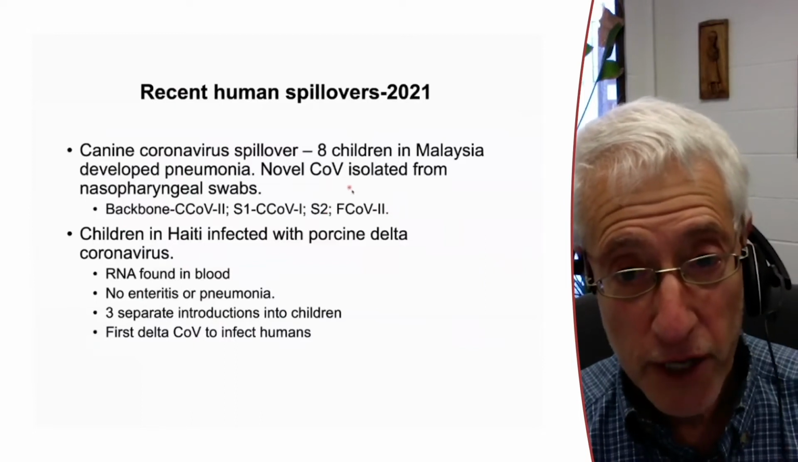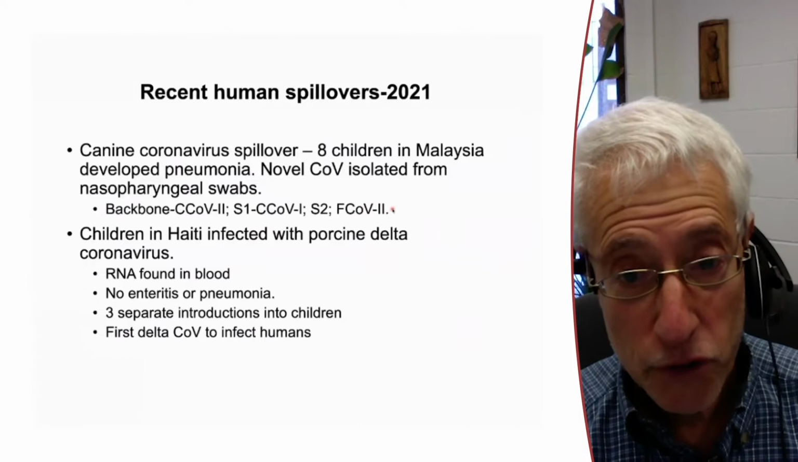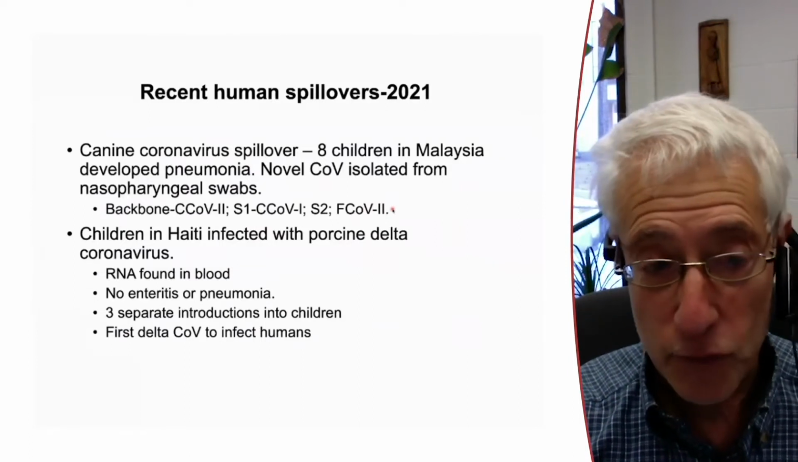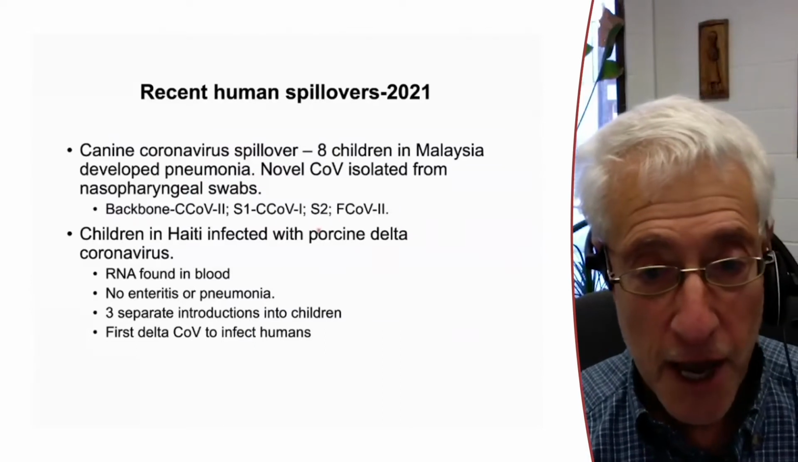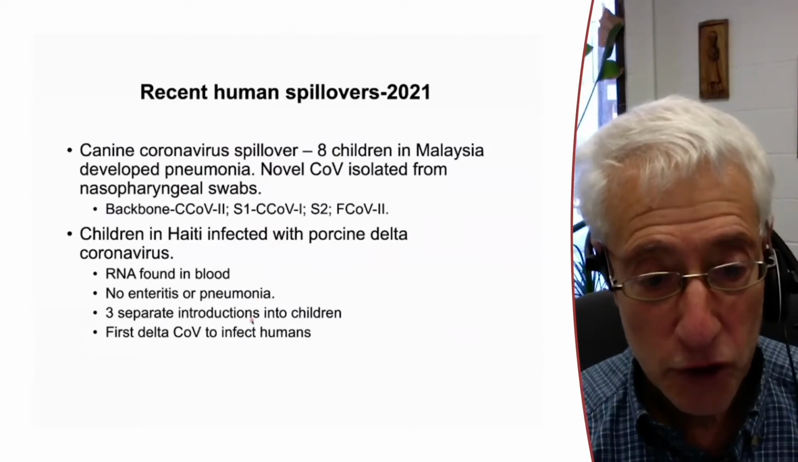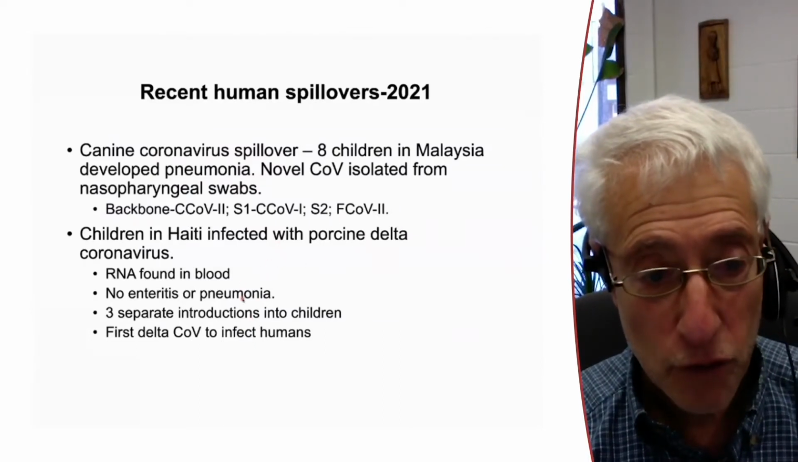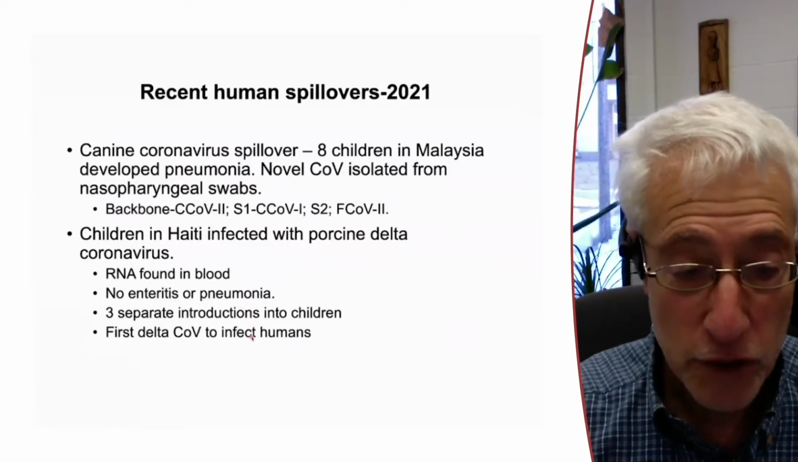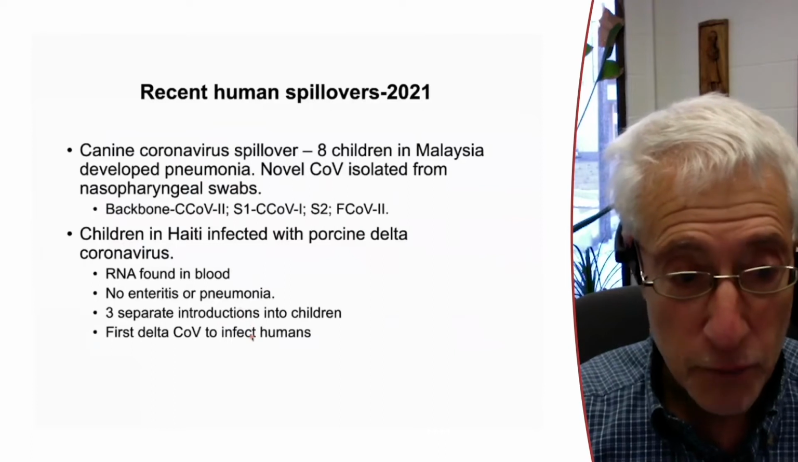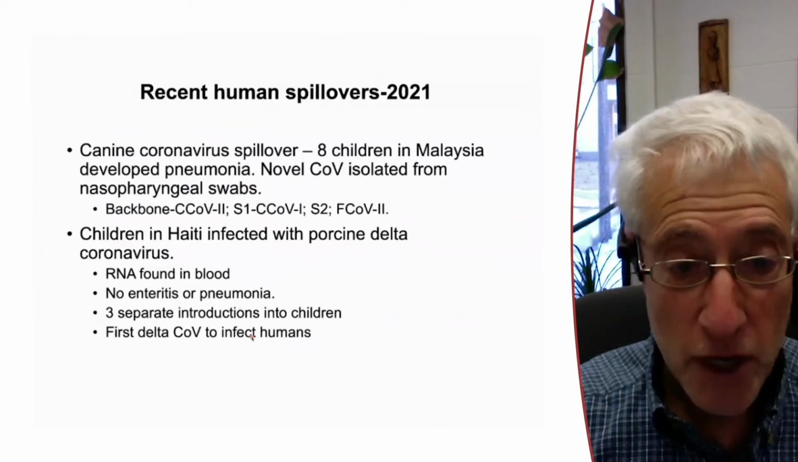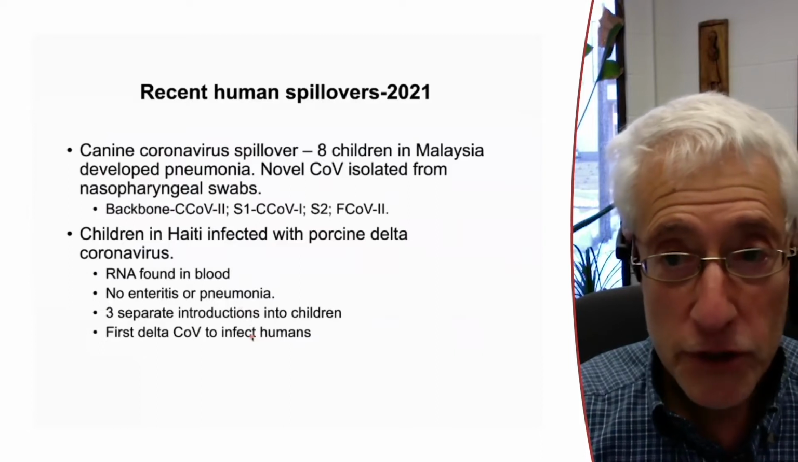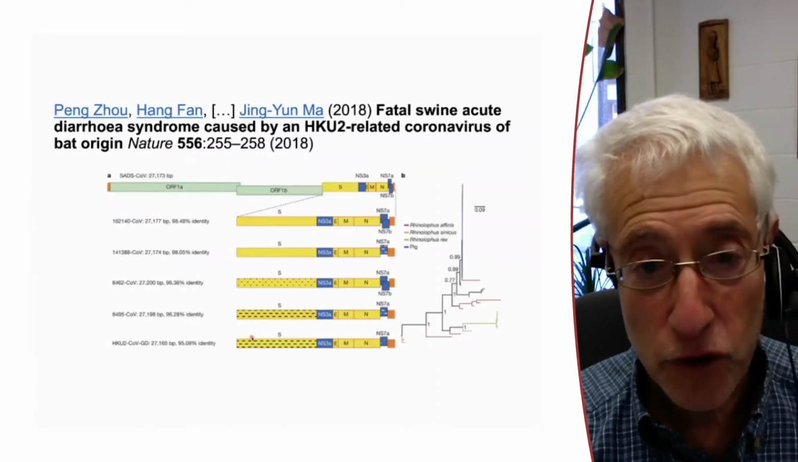Luckily, this virus has not continued to infect people, but it's certainly something worth looking at because none of us have immunity to the virus, except, of course, the 8 children who were infected. And similarly, in Haiti, there were 3 introductions of a porcine Delta coronavirus. Usually, these do not infect people, so this is the first time this was reported. And this was found in children with fevers. They did not have enteritis or pneumonia.